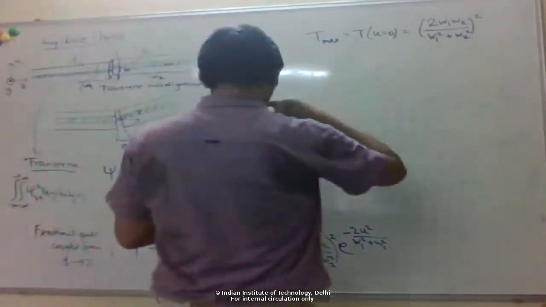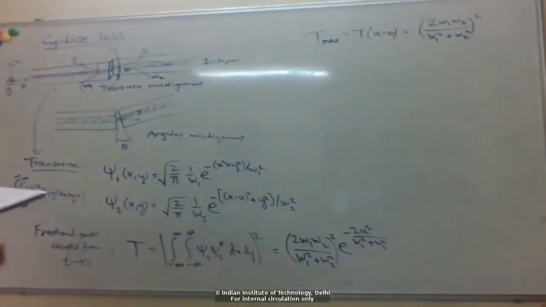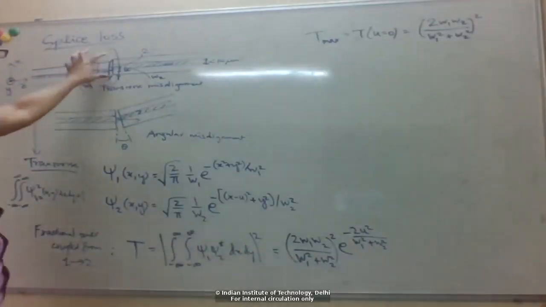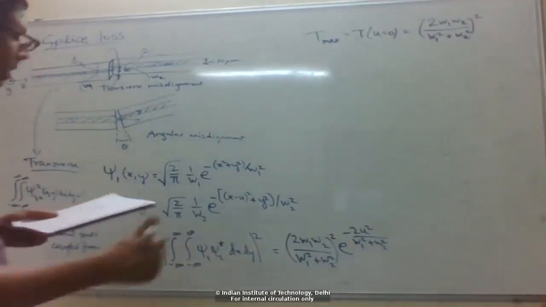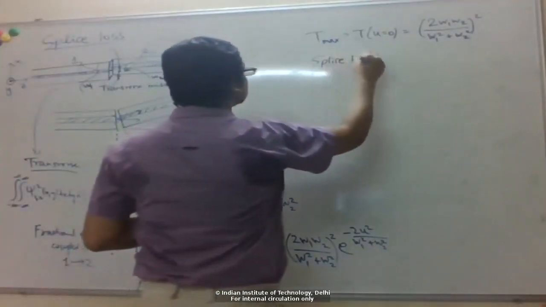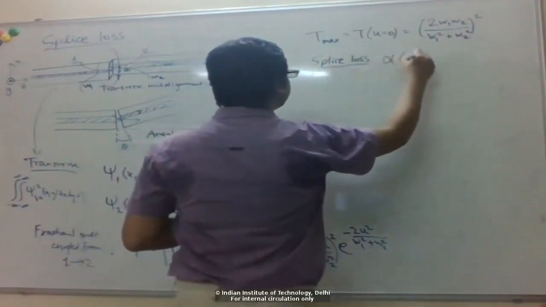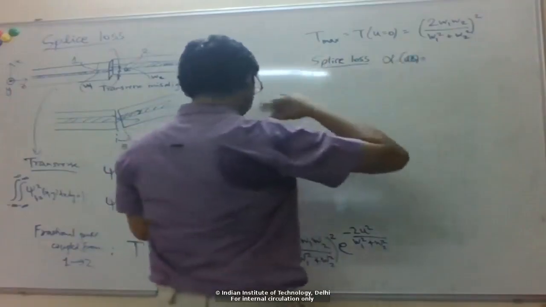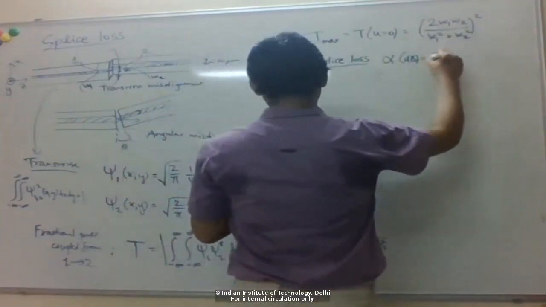Anyway, usually again we measure losses in dB, right? Just like for the fiber propagation loss, we measure dB per kilometer. So here also for each joint, usually the loss is put in dB. So the splice loss would be some alpha in dB. Basically, you take 10 log of this, right?